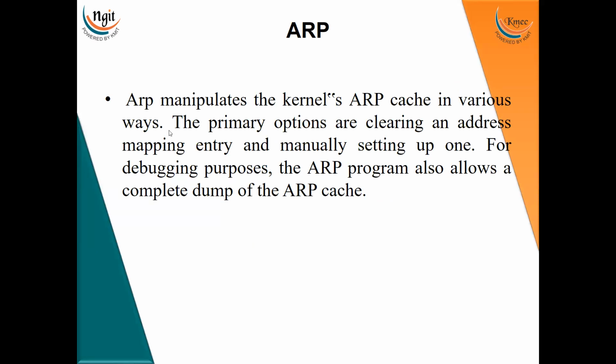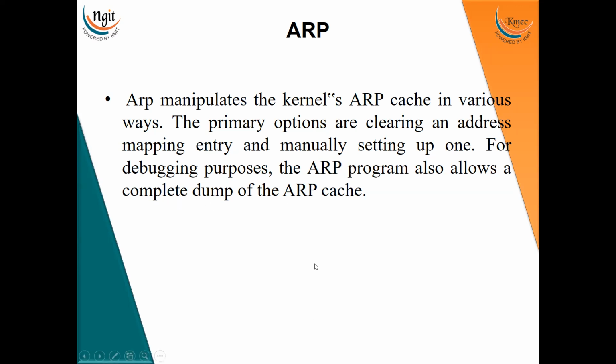What is meant by ARP? ARP manipulates the kernel's ARP cache in various ways. The primary options are clearing an address mapping entry and manually setting up one. For debugging purposes, the ARP program also allows a complete dump of the ARP cache.